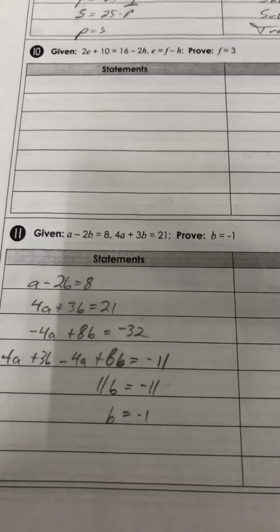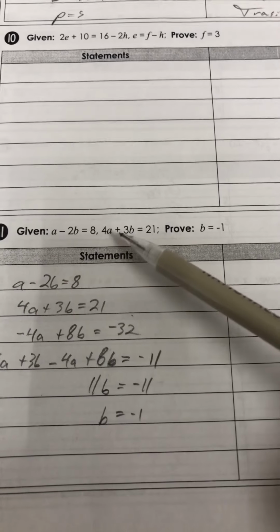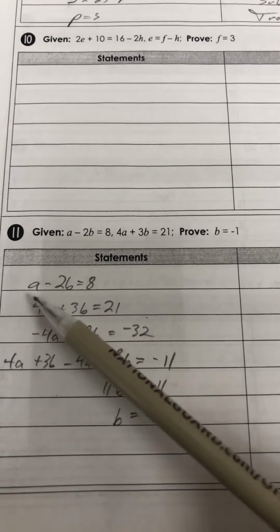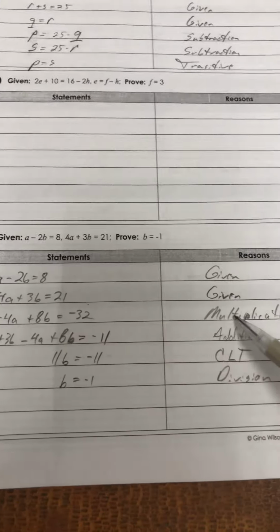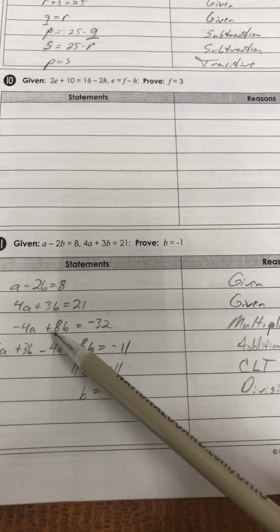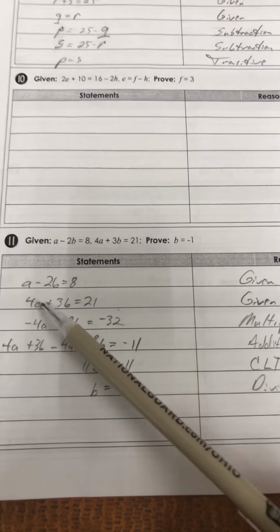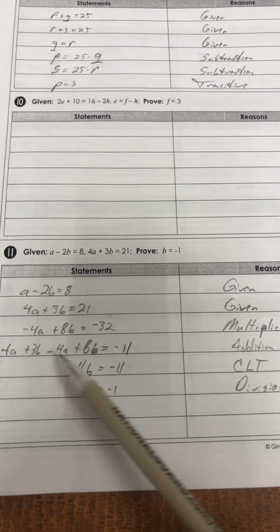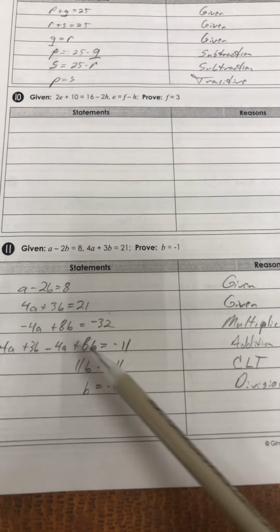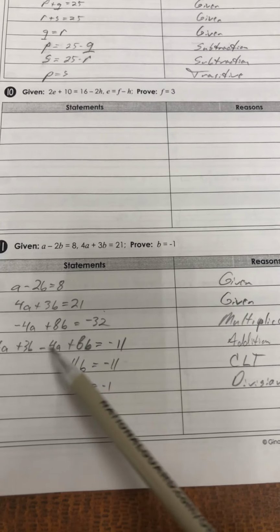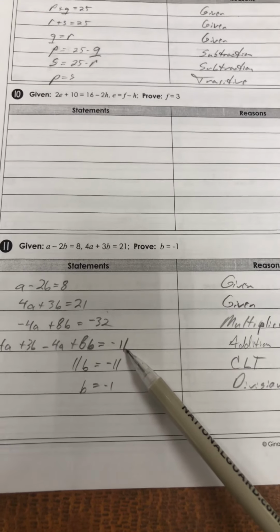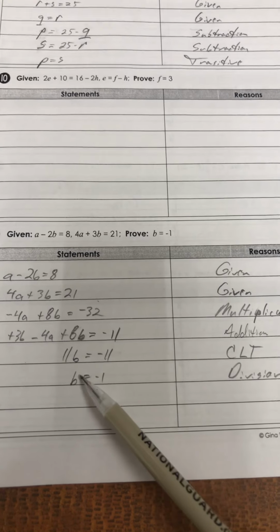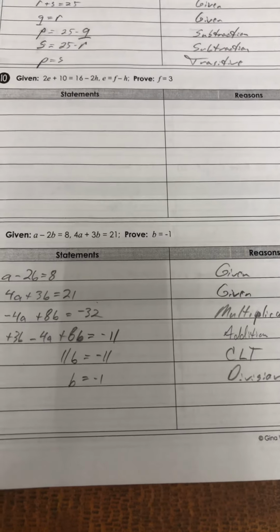And then lastly, I'm given this and I'm given this, and I got to prove that. So I get those 2 things. I took this and I used the multiplication property. I multiplied every term by a -4. So then when I put these together, I'm adding both of these new equations together. I get this new equation here. Then I combine my like terms, and then I use the division property to get b equals -1.